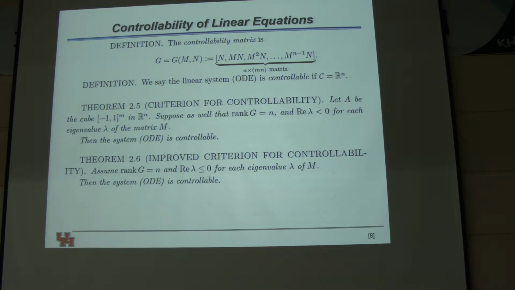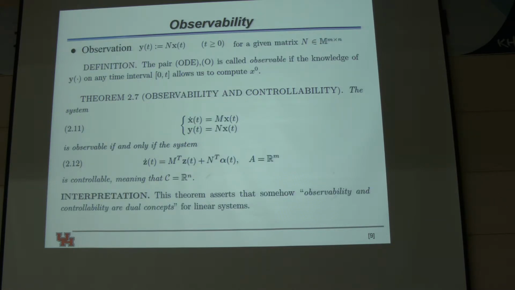So this is the first thing, controllability. And the second thing is called observability. The system is called observable if, with knowledge of y, where y equals this observation matrix times the state, and I observe from 0 to t, any interval, we can compute the initial condition. And there is a proof for that.